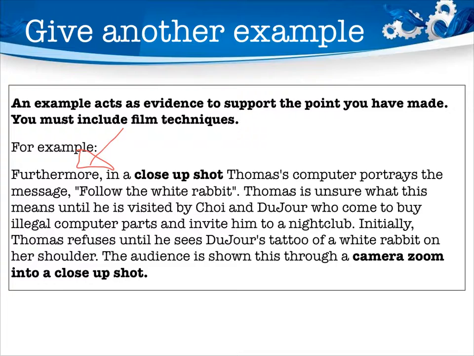Thomas is unsure what this means until he is visited by Shoy and Dujour, who come to buy illegal computer parts and invite him to a nightclub. Initially, Thomas refuses until he sees Dujour's tattoo of a white rabbit on her shoulder. The audience is shown this through a camera zoom into a close-up shot.